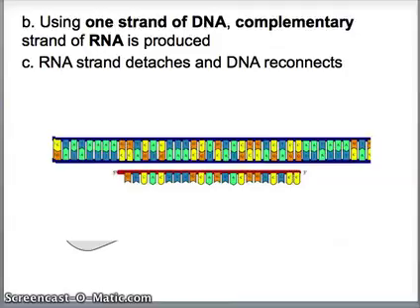And using one strand of DNA, so only one strand of DNA gets used in this process. And this is different from replication in that both sides of DNA are copied during replication. But in this case, only one strand of DNA is used. What we say is a complementary strand of RNA is produced, meaning that it matches with that DNA strand that it's copying. So the RNA strand will detach and DNA will reconnect.